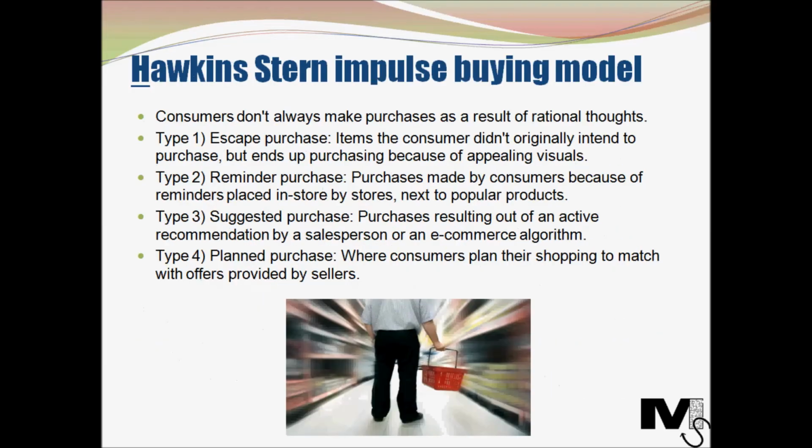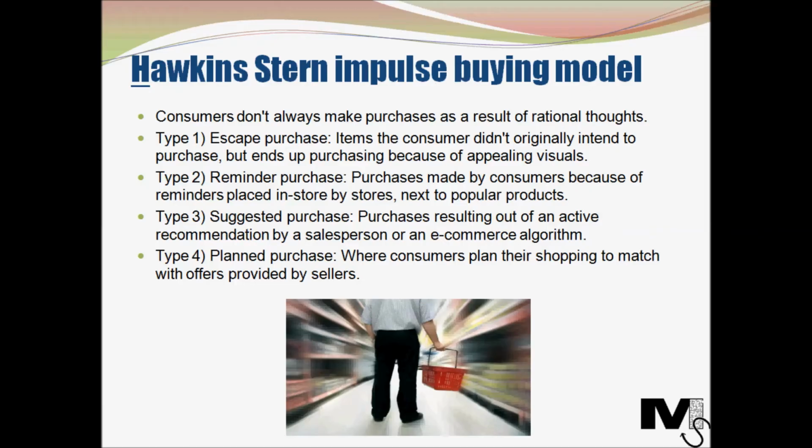Now let's look at the next contemporary model, which is the Hawkins Stern impulse buying model. This is a very interesting model which is an alternative of the EKB model and states that consumers don't always make purchases as a result of rational thoughts. Now, when we think about impulse buying, we can think of a consumer picking up a packet of candies or chewing gum from the checkout area in a shop.